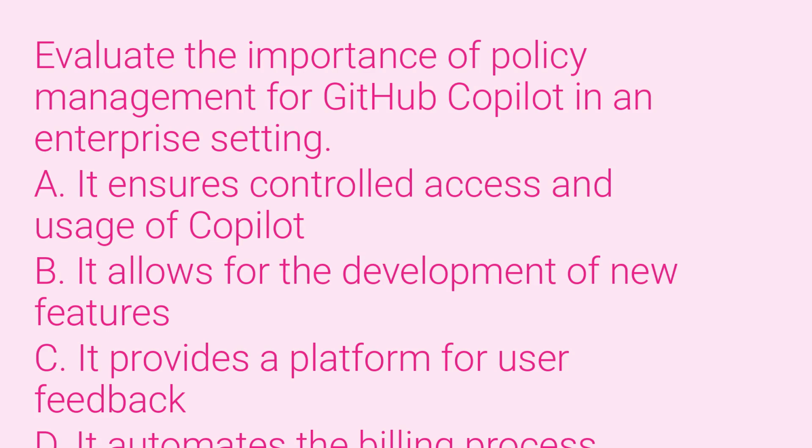Evaluate the importance of policy management for GitHub Copilot in an enterprise setting. A. It ensures controlled access and usage of Copilot. B. It allows for the development of new features. C. It provides a platform for user feedback. D. It automates the billing process. Answer. A. It ensures controlled access and usage of Copilot.